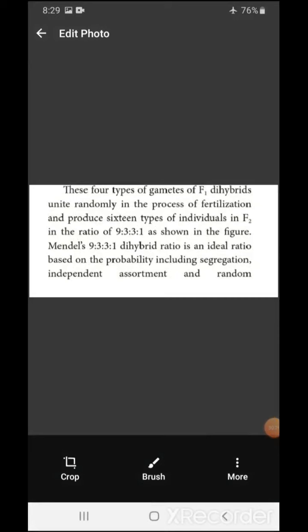These four types of gametes of F1 dihybrids unite randomly in the process of fertilization and produce 16 types of individuals in F2 in the ratio of 9:3:3:1. Whereas it produces a genotypic ratio of 1:2:2:4:2:1:2:1:1. So we know the phenotypic ratio in a dihybrid cross is 9:3:3:1, and this is the genotypic ratio in a dihybrid cross.